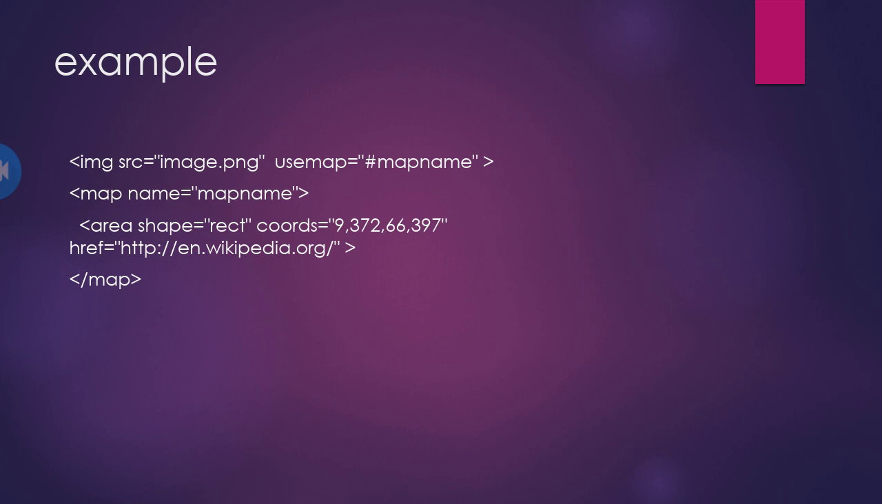Next, coords. Coords means you have to give the coordinates of the rectangle. So coords equals, you have to give the value in double quotes again. I have given the coordinates separated with commas: the first coordinate x1, the second coordinate y1, the third coordinate x2, and the last coordinate y2.